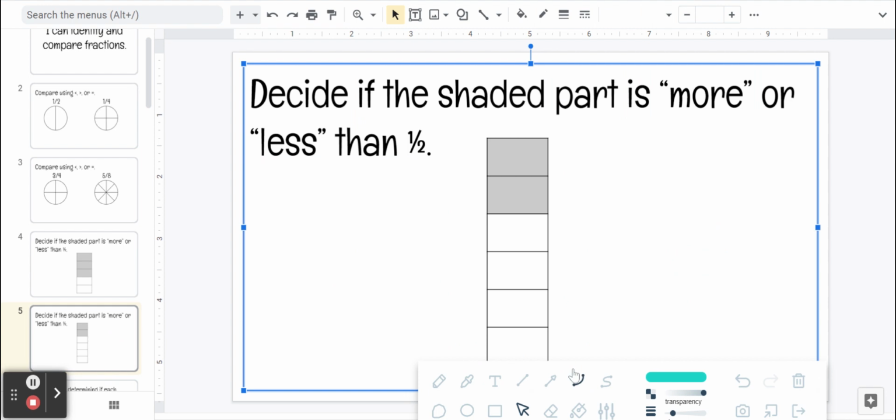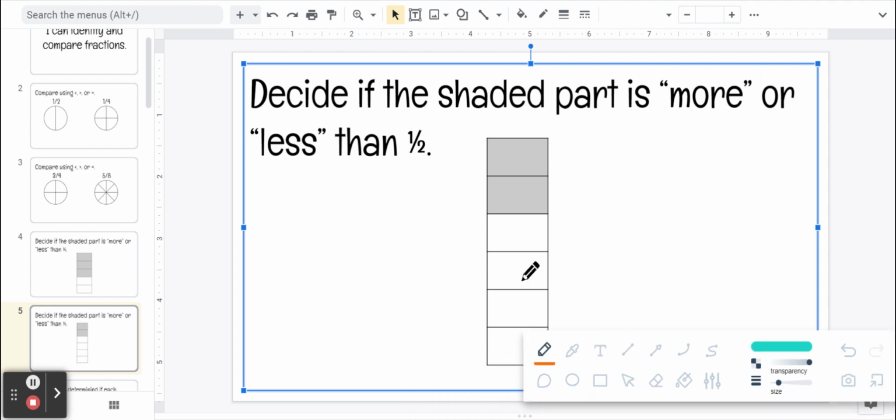All right, so if we have this one here, this fraction, 2 pieces are shaded in out of 1, 2, 3, 4, 5, 6 total parts. If we were to break this block of cheese in half, we'd split it right here. The shaded part is less than half. So for this one, we would choose to eat half of it instead.